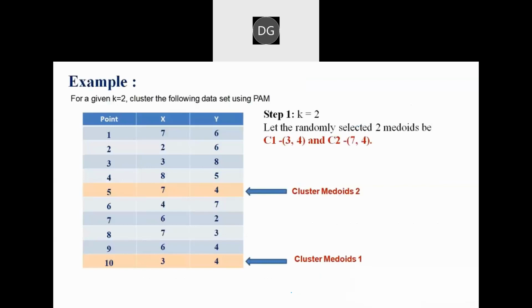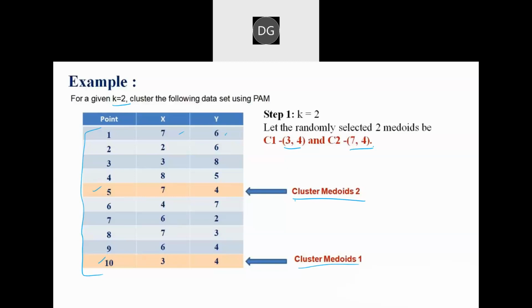Okay, not the same points, I have taken a different 10 points. This is going to be my new 10 points and these are going to be the values of those points. From this, randomly I am taking only two clusters. To make the calculation much easier, I am taking the k value as 2. The two points taken are 5 and 10: cluster medoid 2 and cluster medoid 1, and the points are 3 comma 4 and then 7 comma 4.